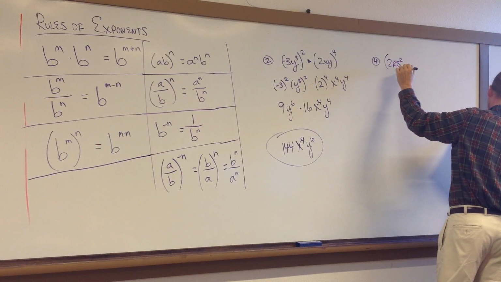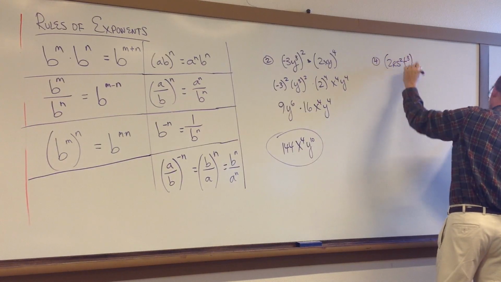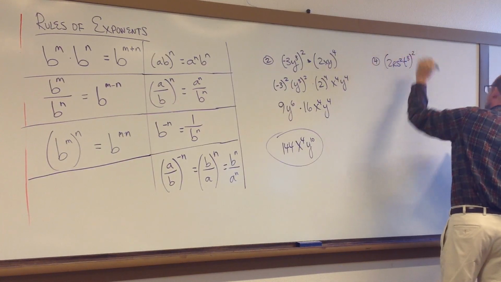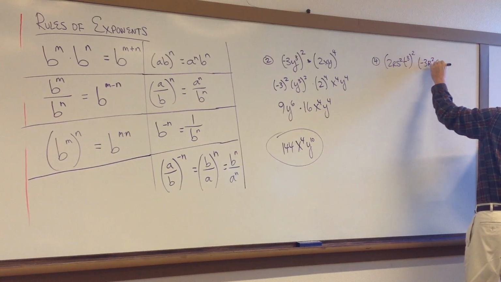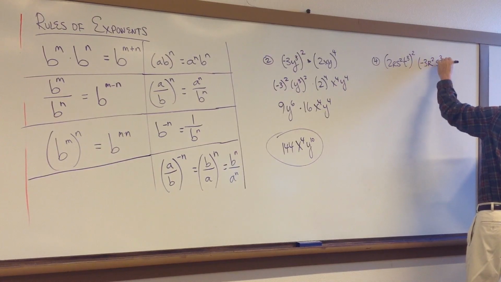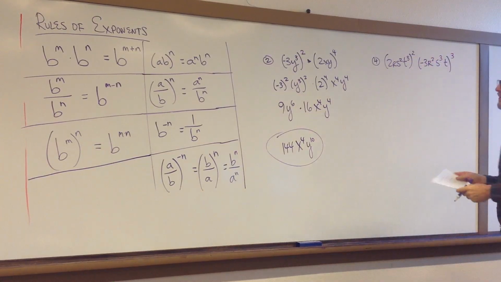2rs squared t to the 3rd, and that's getting squared. And then we've got negative 3 r squared s to the 3rd t, and that's getting raised to the 3rd power.